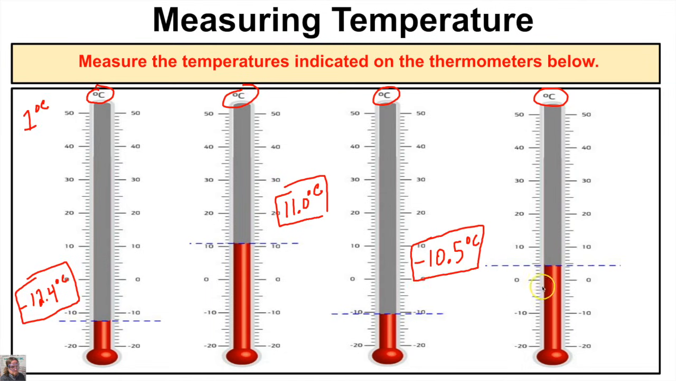And if we take a look at this one here, here is 0. Here is 5 degrees Celsius, so here is 4, and it looks a little less than halfway between these two lines, so we'll call this 4.4 degrees Celsius. So that is how we're going to take measurements of length, volume, mass, and temperature.